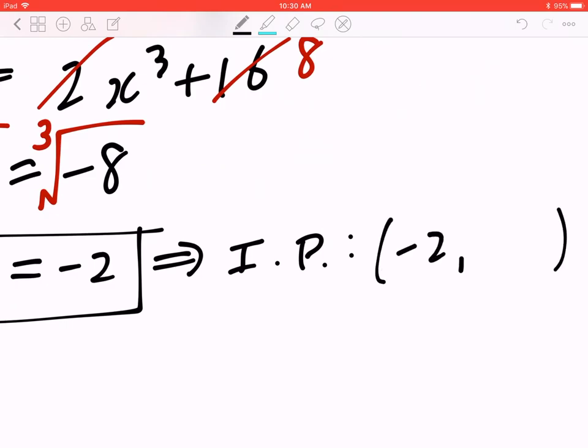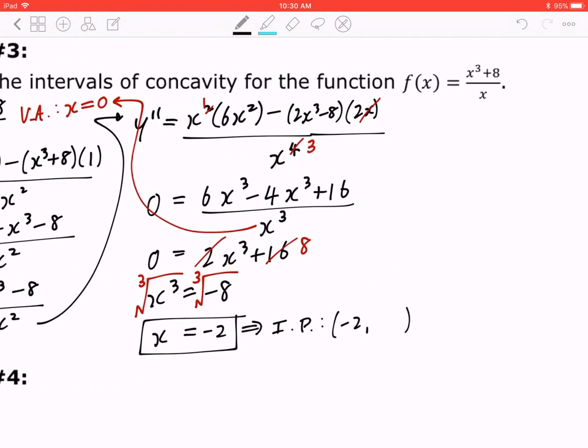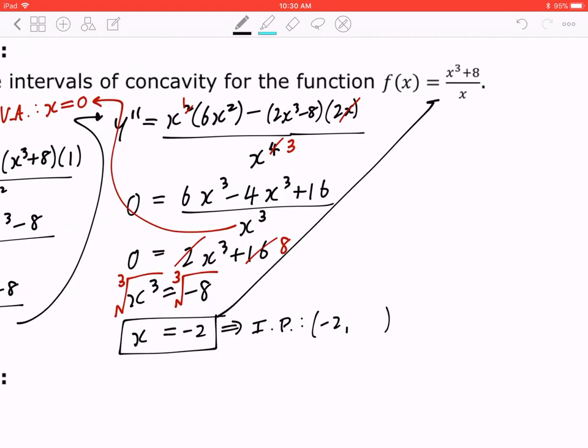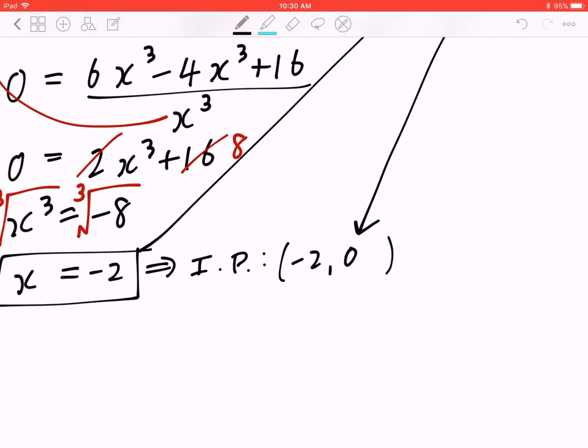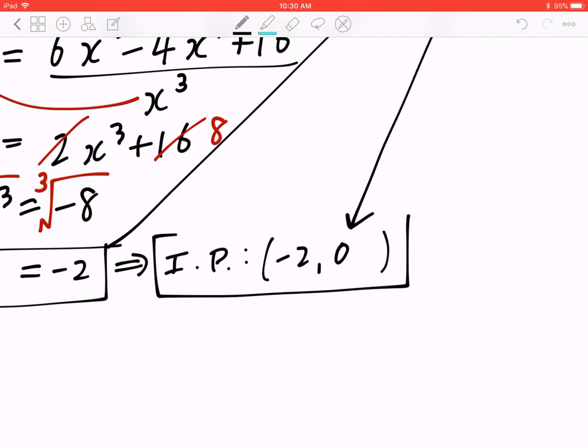If you plug negative 2 back in, I'll do this with you mentally. You can use the calculator if you like, that's fine. When you plug in negative 2, that's going to be negative 2 cubed, which is negative 8, plus 8, that's going to be 0, divided by a non-zero, so it's going to be 0. So the inflection point is located at negative 2 and 0.